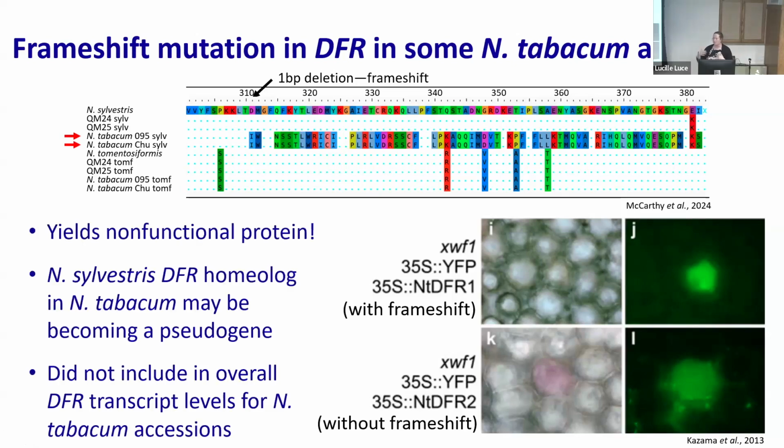So we seem to see that this DFR homolog in the Sylvestris copy might be becoming a pseudogene, even in young polyploids. And also, because of this, we know it's non-functional. We did not include that transcript in our overall transcript analyses, which I'm going to show you next.